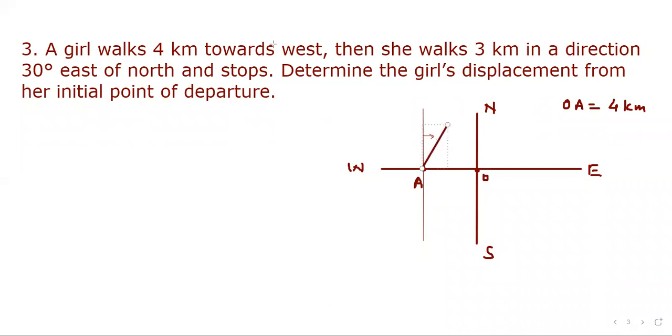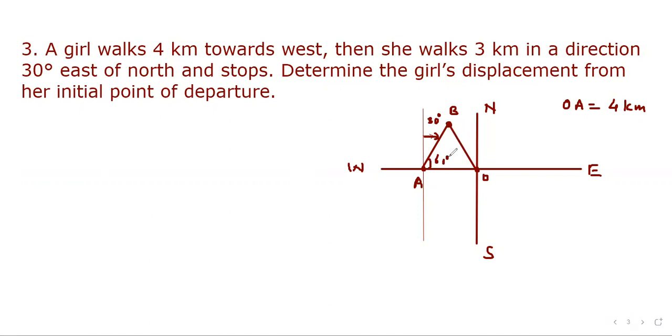Let's increase the angle, this is 30-degree. Now, this angle will be 60-degree. She walks 3 kilometer in the direction 30-degree east of north and stops. So the final position is at B. Now determine the girl's displacement from her initial point of departure. Initial point of departure is O. So we have to find out this distance OB. So this angle 30, it means this will be 60-degree.